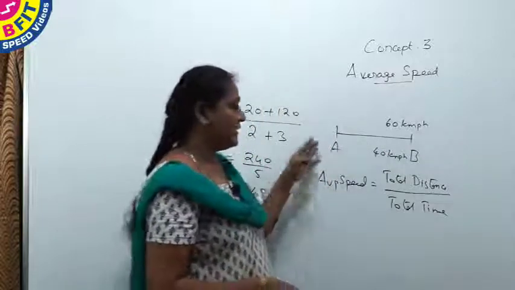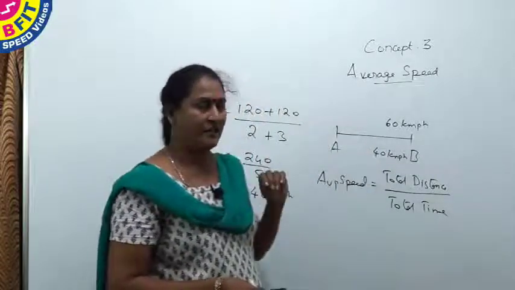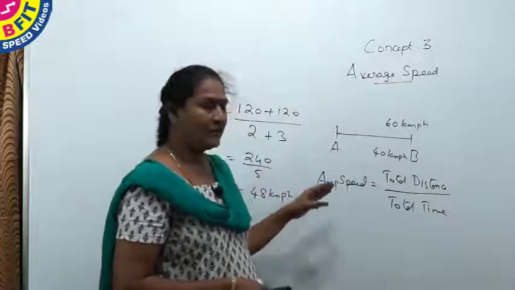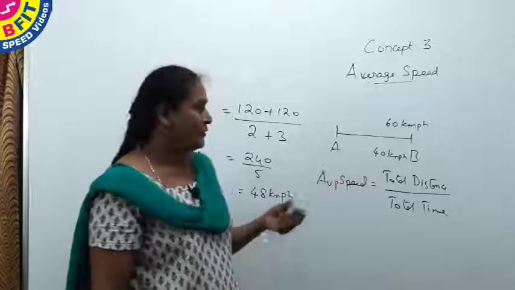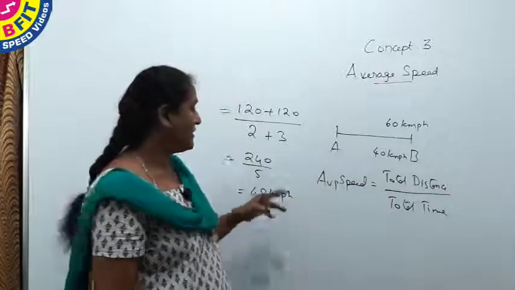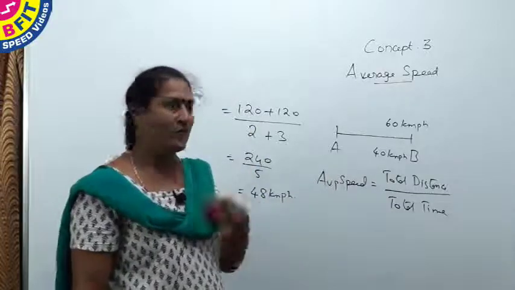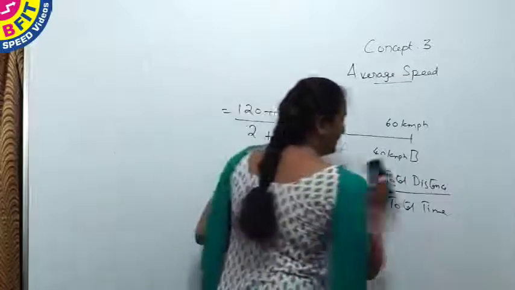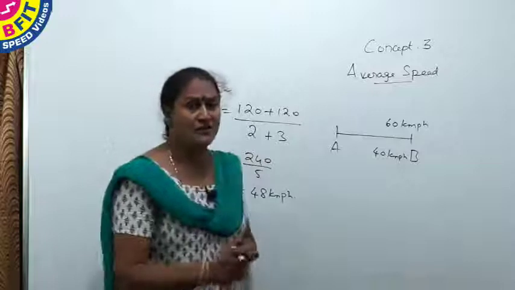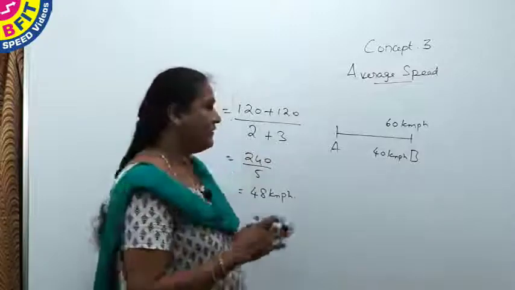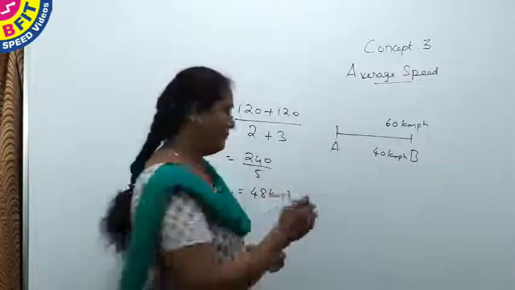A person from A to B takes the speed 60, and from B to A he takes the speed 40. So here the distance is the same. So in this question, whenever the distance is not given also, you can work it out. So I'll give you a shortcut to find the average speed whenever the distance covered is same.